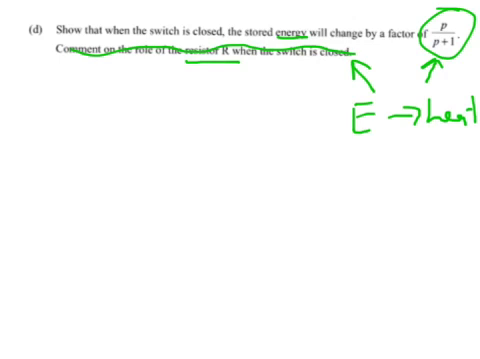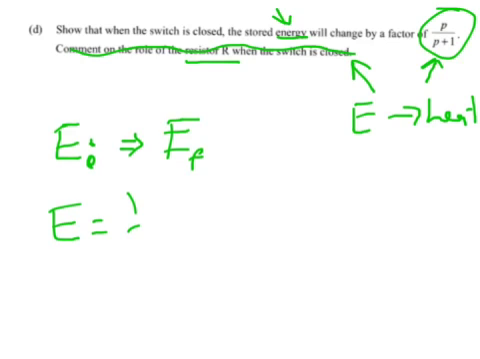The trickier part is finding the stored energy will change by a factor of P over P plus 1. So what we have to do is compare the initial stored energy, or E_i if you prefer, to the final energy. Energy in capacitors is half QV. V is problematic because the voltage changes and we would rather have that in terms of the capacitance, which doesn't change, and Q is the total charge, remember, so that doesn't change either.